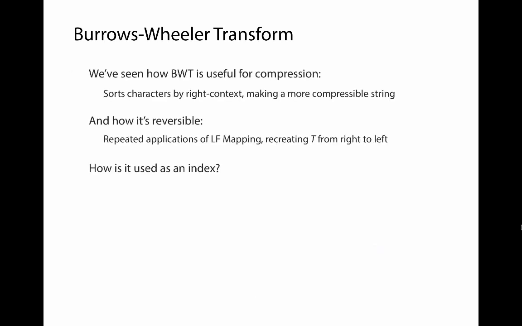Okay? So when we first introduced the Burrows-Wheeler transform, there were three mysteries that we had to solve. We had to figure out how it was useful for compression, and we showed that. We had to show how the transformation was reversible, and we just showed that. And now we have to answer how it's used as an index. We'll take a look at that in the next video.